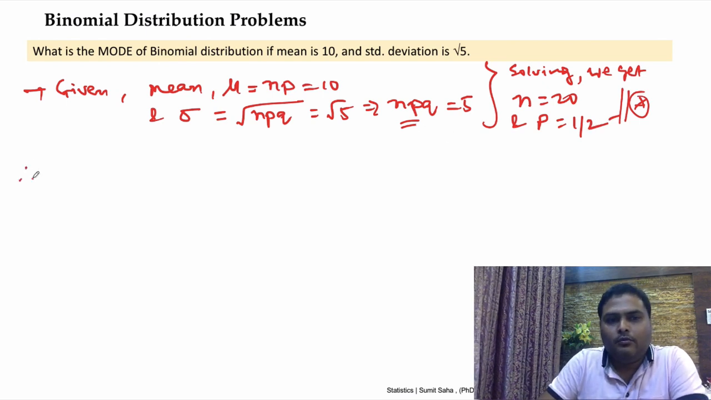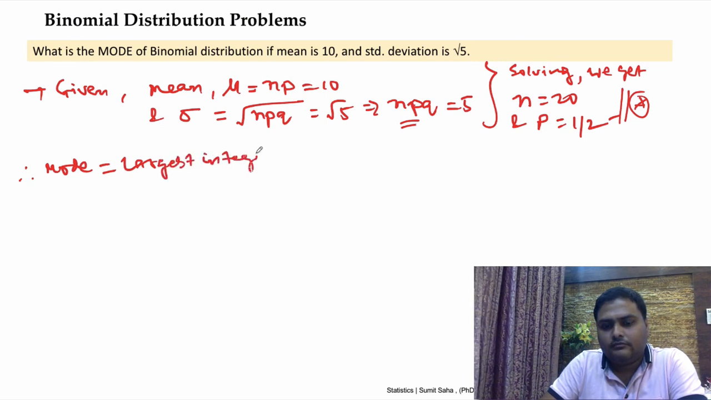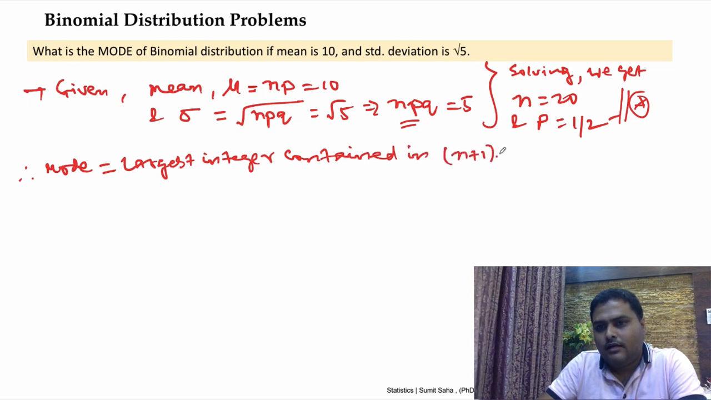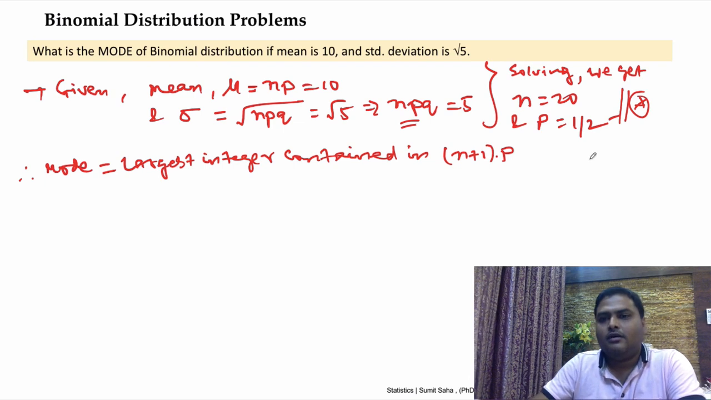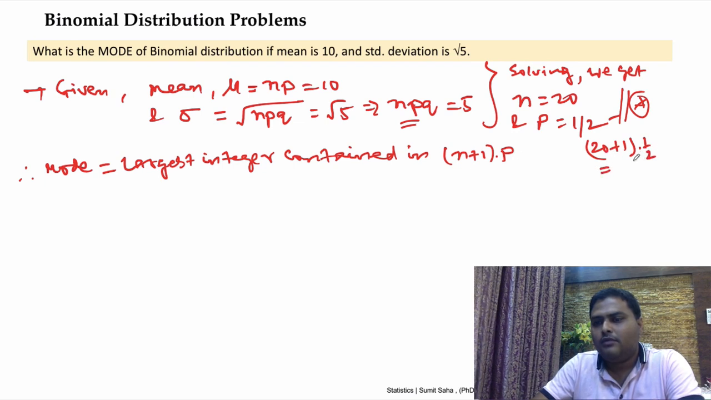Now to find out the mode, we need to understand the value of the largest integer. So mode equals nothing but the largest integer contained in (n plus 1) into p. Correct? So now (n plus 1) into p is nothing but 20 plus 1 multiplied by half. So this is 21 by 2, which is nothing but 10.5.